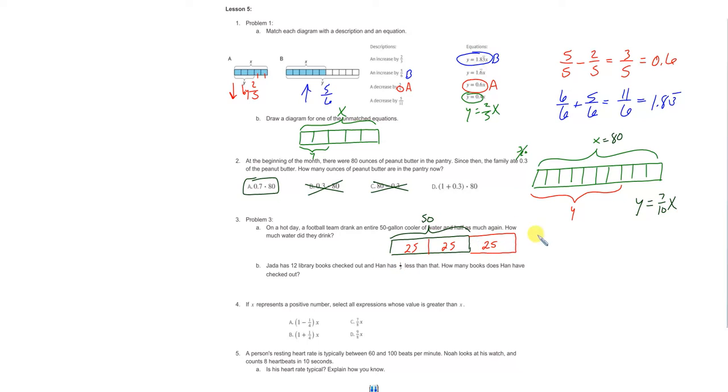that they just drank 75 gallons. 25 plus 25 plus 25. So 75 gallons of water for the football team there in that example. Let's look at the next one.